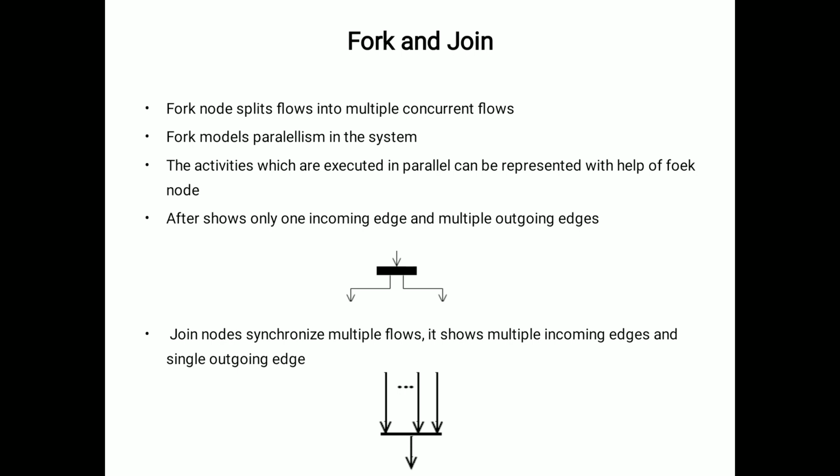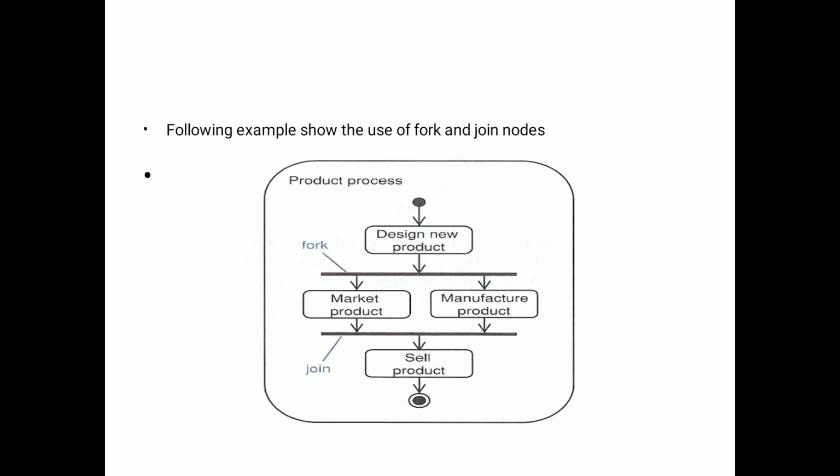And a join node synchronizes multiple flows. It shows multiple incoming edges and a single outgoing edge. Now with the example we'll see it. Now see here fork and join. So again your product process is there, initial is there, design new product is there. When forking these parallel operations, market product and manufacture product we can see. Then joining is there, and finally sell product is there, and at the last your stop is there.